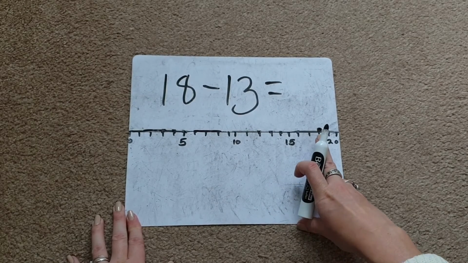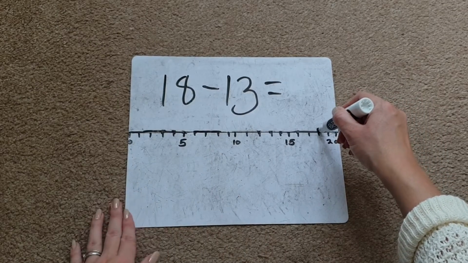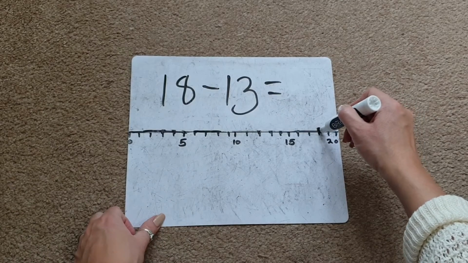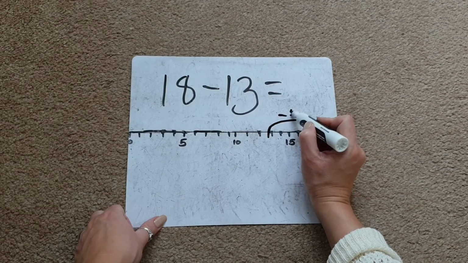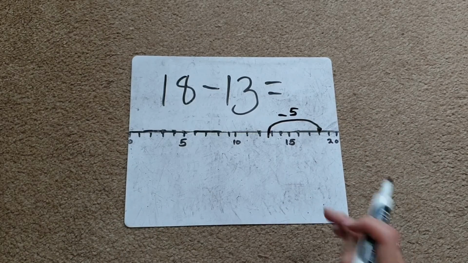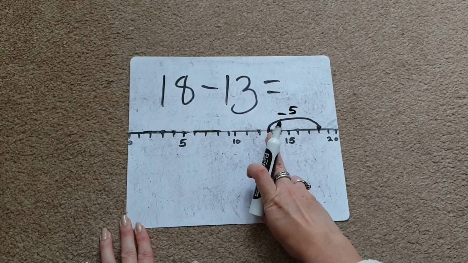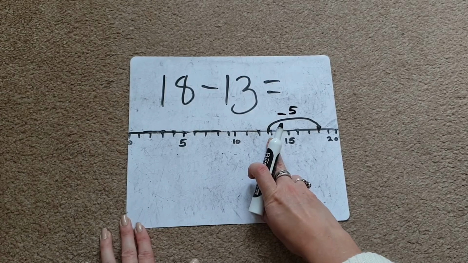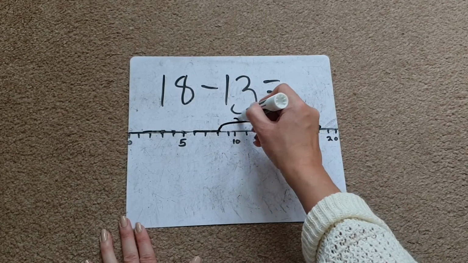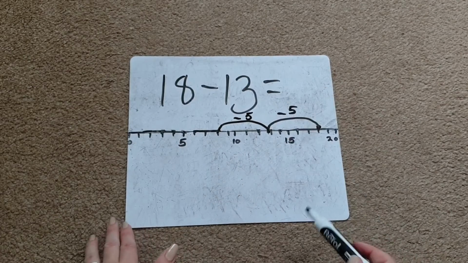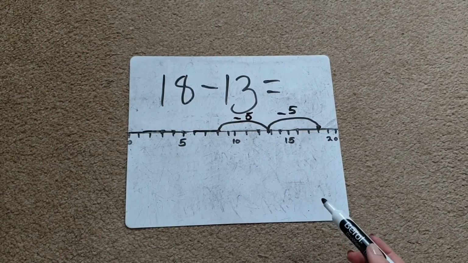We're going to go from 18, a jump of 5 backwards, making sure that we know that we're going back towards 0 because it's a take away, and we're going to jump down to 13. So that's taken away 5, one jump of 5. Then we're going to do another jump of 5, going from 13 all the way down to 8. So that's taken away 5 again. And again, I would definitely be encouraging the children to write the sizes of the jumps above, just so they can keep track of what they've taken away.